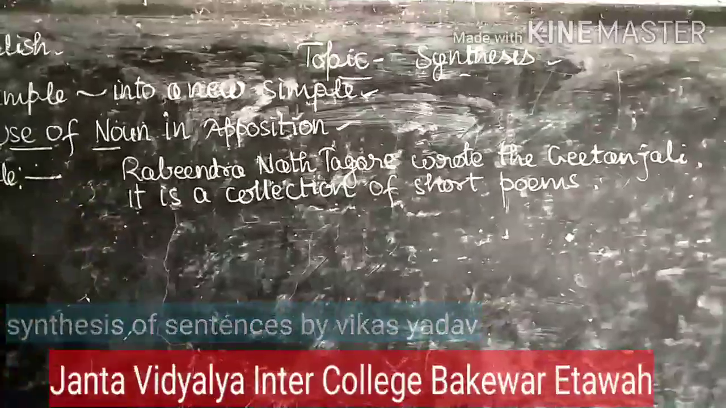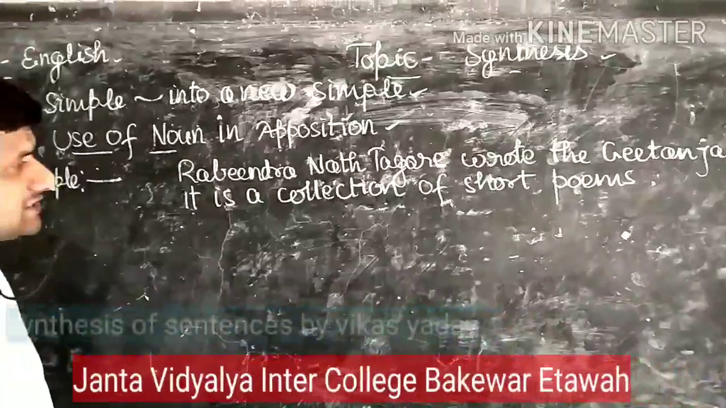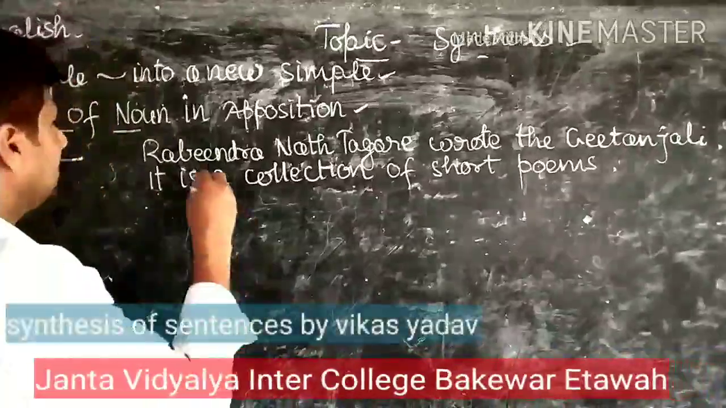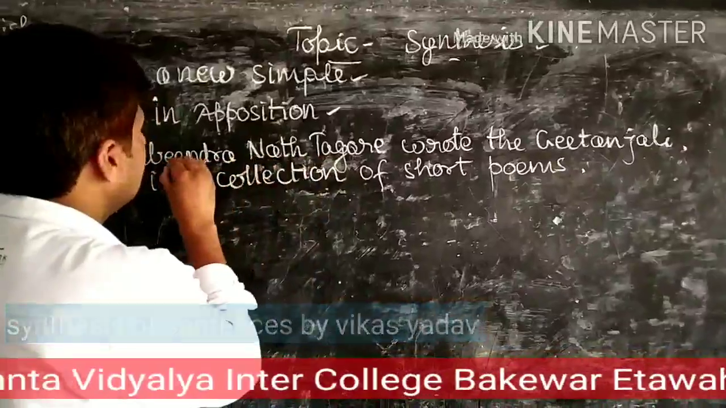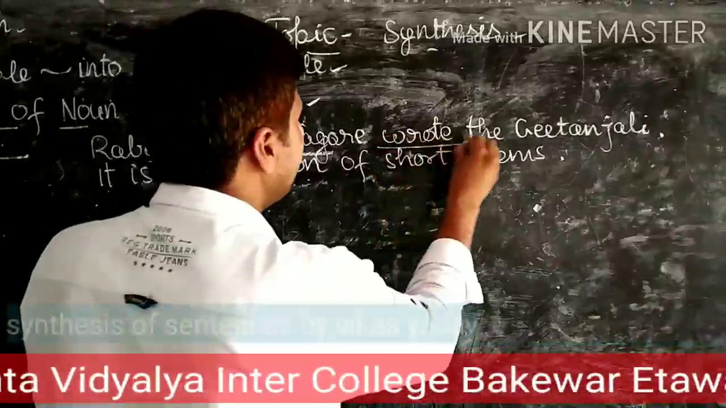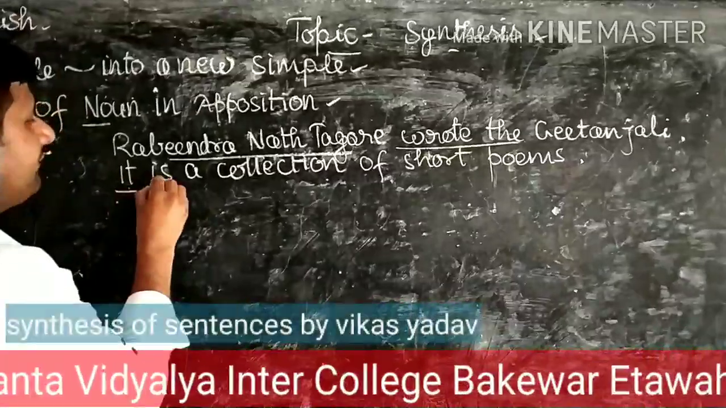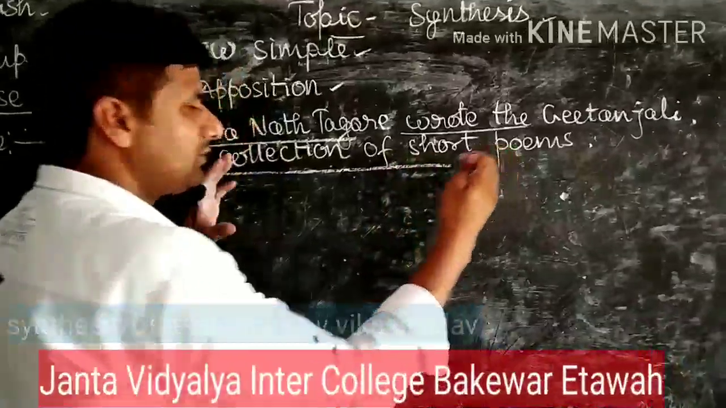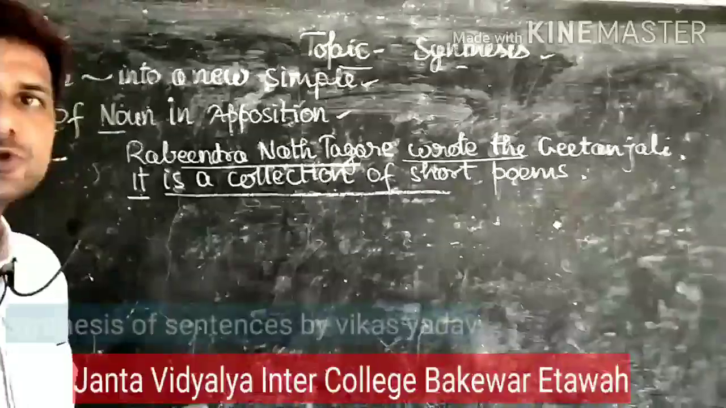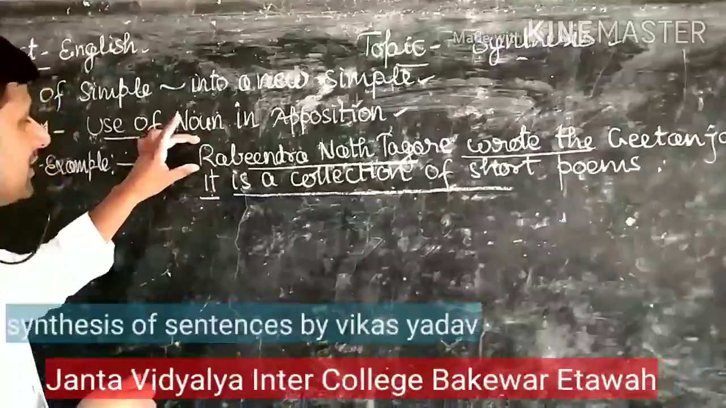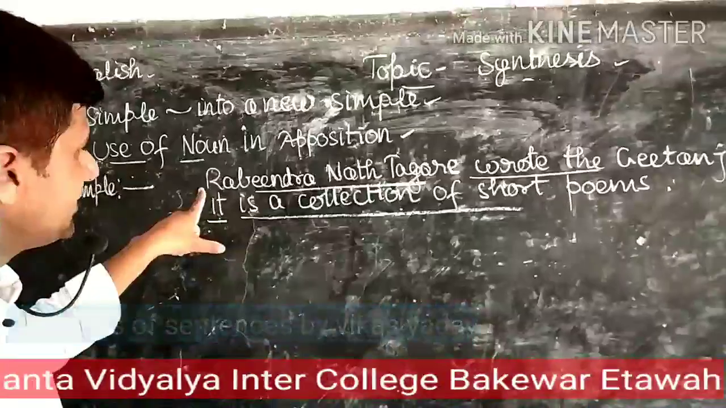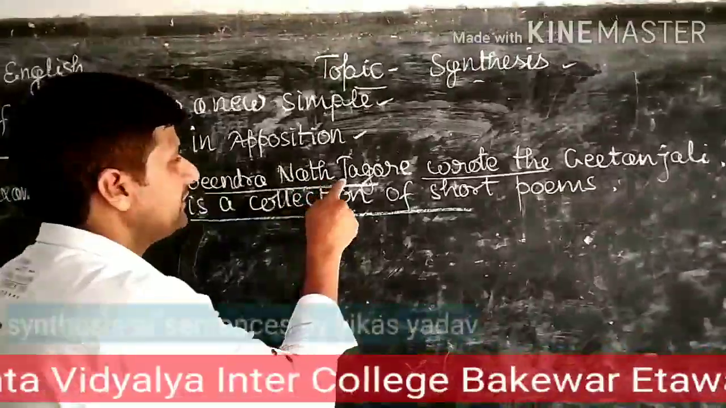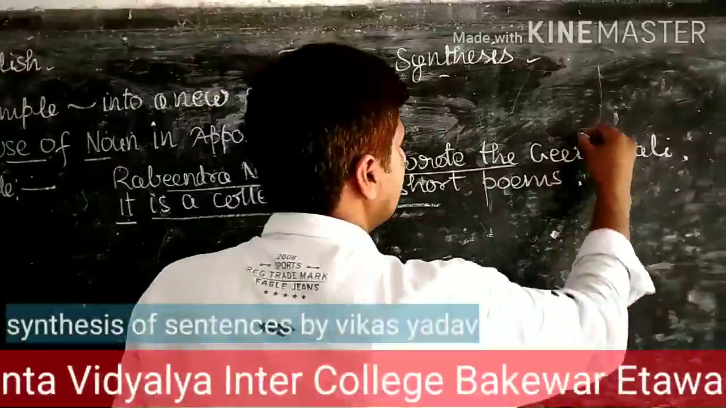We have been given two sentences. Both sentences are simple, as each has a single subject and a single predicate. Now we have to combine both sentences and make a new simple sentence. If you look carefully, in the first sentence we are describing Rabindranath Tagore's famous book Gitanjali.